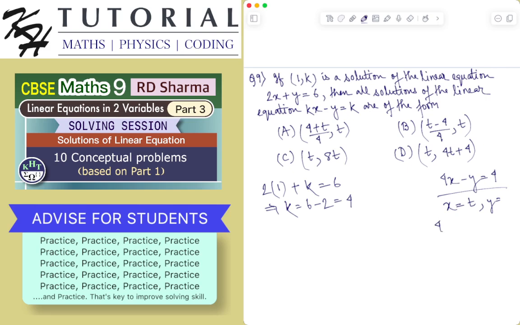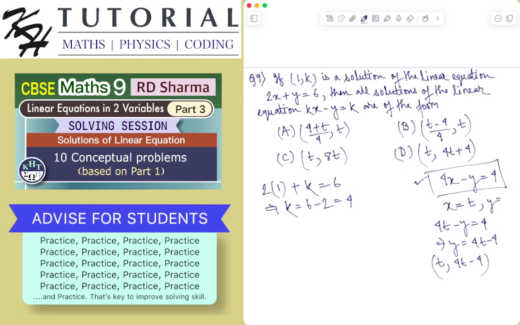So I have 4t minus y is equal to 4. This implies y is equal to 4t minus 4. Okay, so this implies that t comma 4t minus 4 should be a root of this equation. So I can say that all roots of this equation should be of the form t comma 4t minus 4, where t is any real number. But I do not see this form, that is t comma 4t minus 4, in any of the given choices.